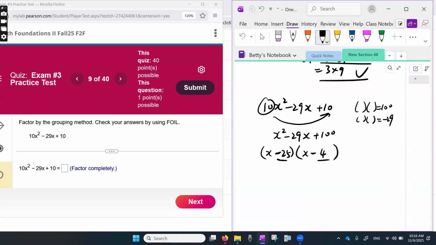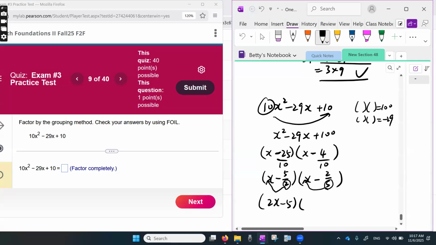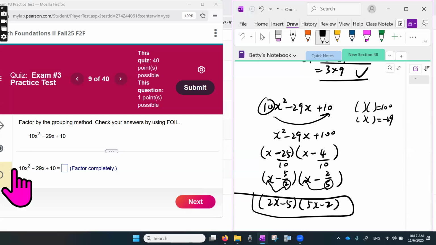And divide the two integers by the leading coefficient 10. Don't forget to simplify it. 25 over 10 is 5 over 2. 4 over 10 is 2 over 5, right? 25 divided by 5 is 5, 10 divided by 5 is 2, 4 divided by 2 is 2, 10 divided by 2 is 5. Okay, and now we're going to slide it back. 2x minus 5, 5x minus 2. Done.